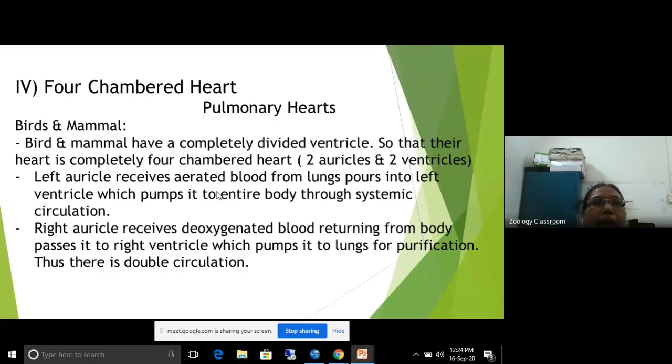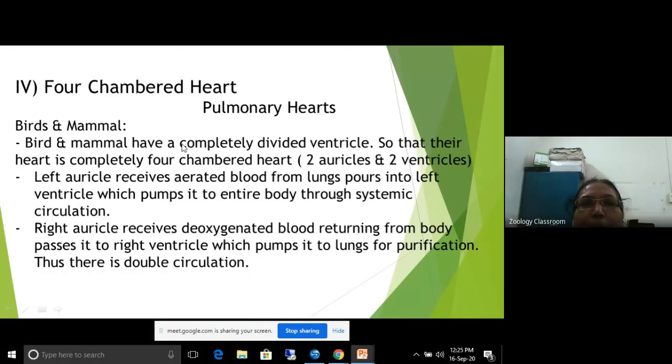So we compare the fish, then amphibia and reptile, and the last one is the four chambered heart. We see single chambered, two chambered, three chambered, and the last one is the four chambered heart. It is also called the pulmonary heart. So this is the pulmonary heart, and it is found in birds and mammals.